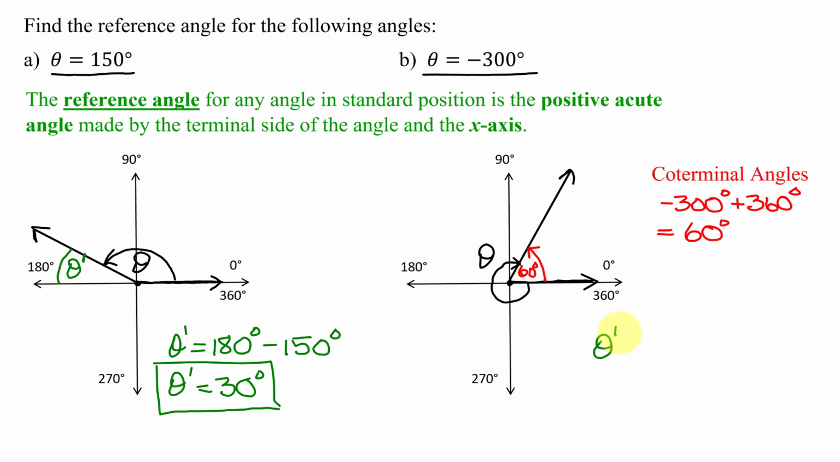That is very easy. When your angle is in quadrant 1, it is its reference angle. So my reference angle is 60 degrees, because 60 degrees is the acute angle the terminal side makes with the x-axis. So the answer to part B is 60 degrees.